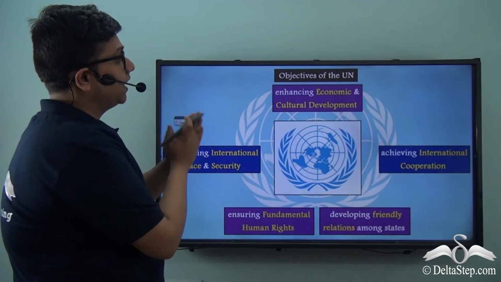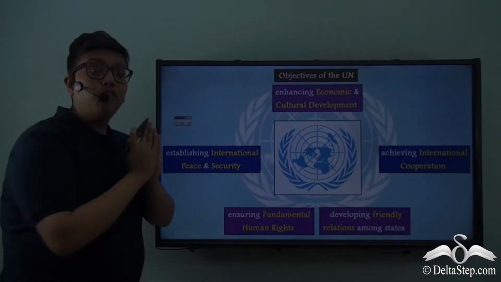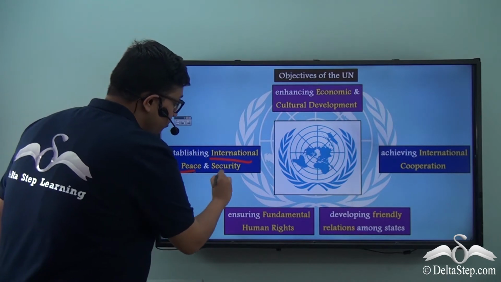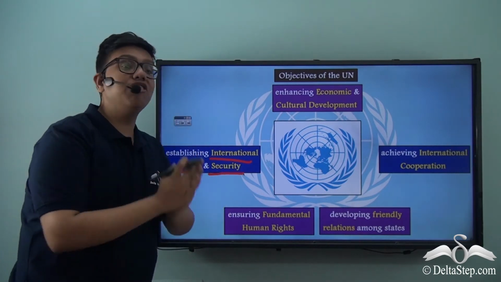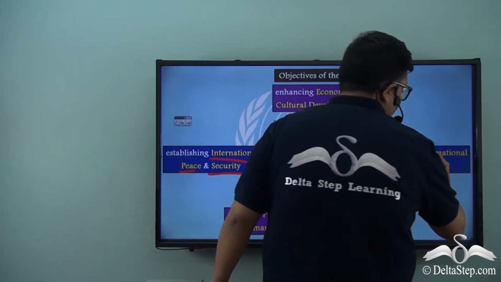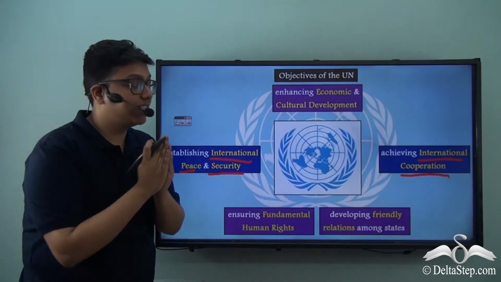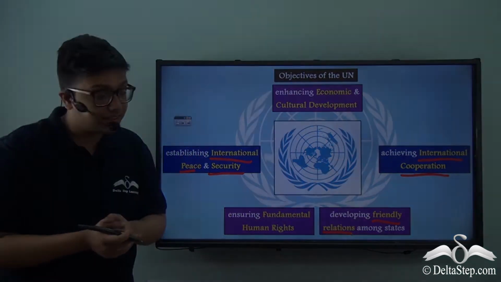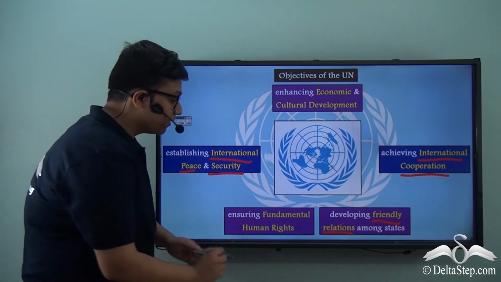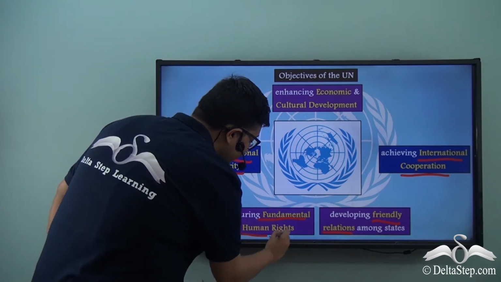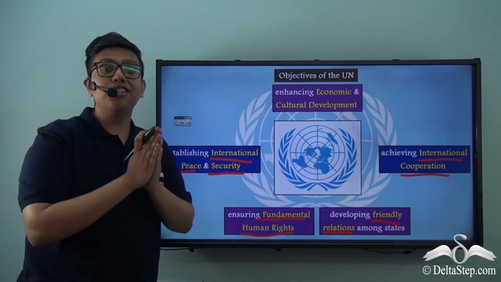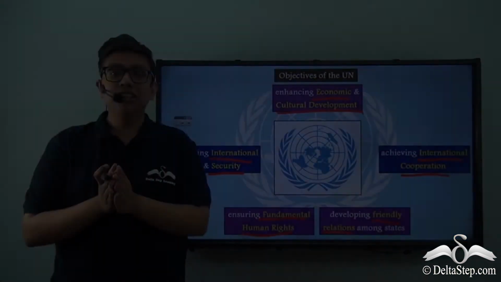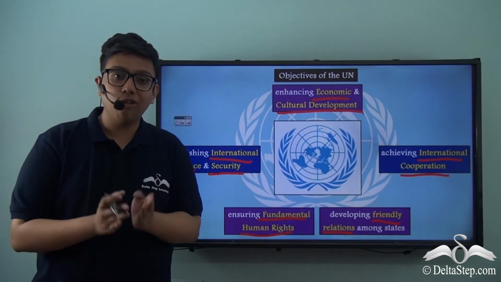The UN Charter gives us the following few objectives. First and foremost is the establishment of international peace and security. Then is the achievement of international cooperation. Next is the development of friendly relations among states or member states. Then the UN wishes to ensure fundamental human rights. And finally, the UN wishes to enhance economic and cultural development. So these are the objectives of the United Nations, what it wishes to achieve.